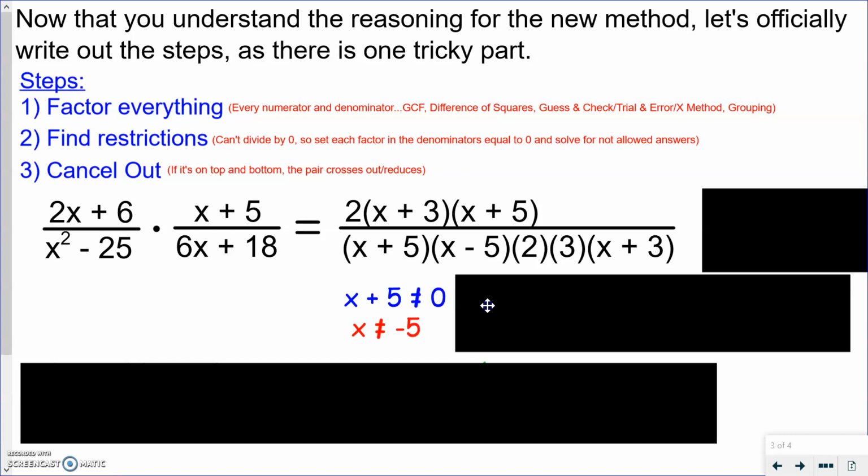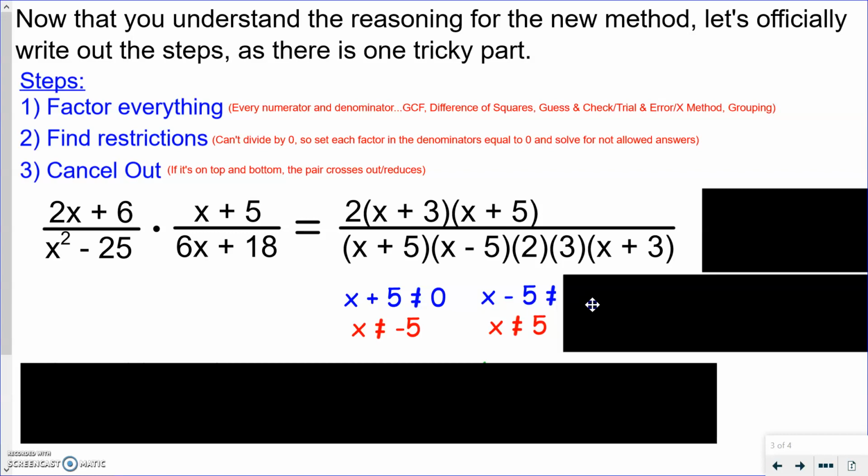The first factor I see with letters is x plus 5. It cannot equal 0, so I solve this. I subtract 5 both sides. I get x cannot be negative 5. Here's another x, so I have to solve that as well. So x minus 5 cannot equal 0. Right? Add 5 both sides, I get x cannot equal positive 5.